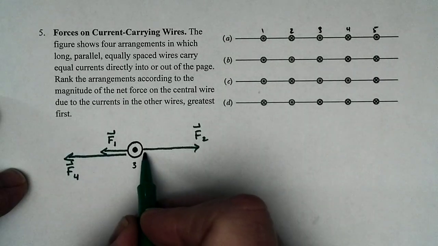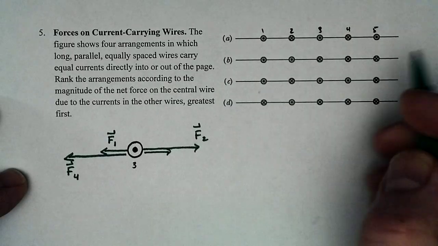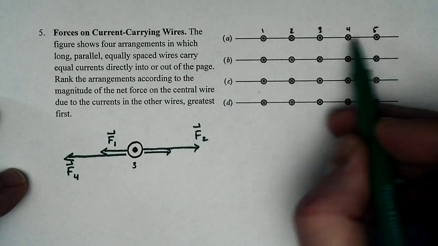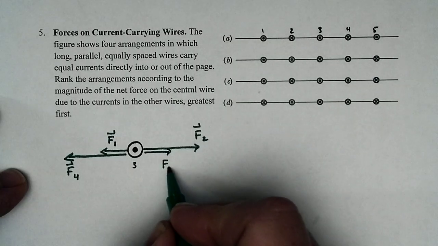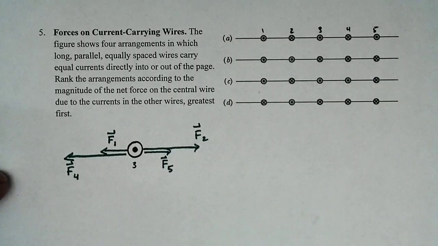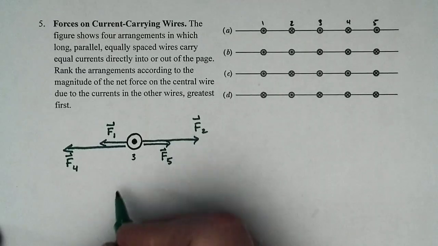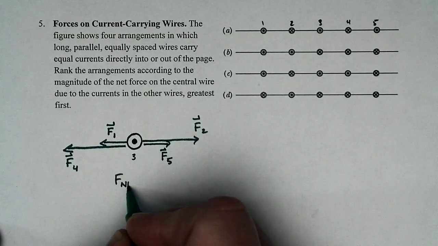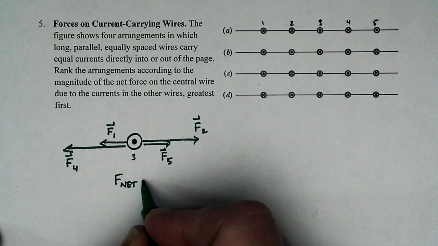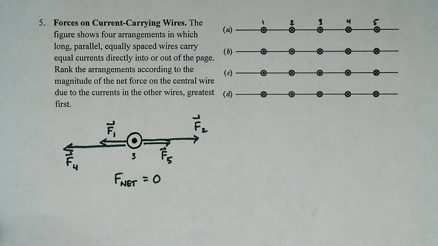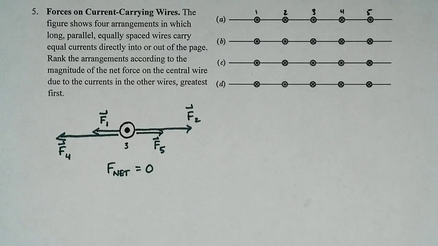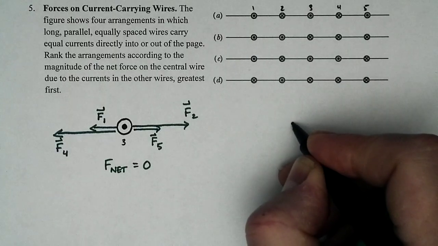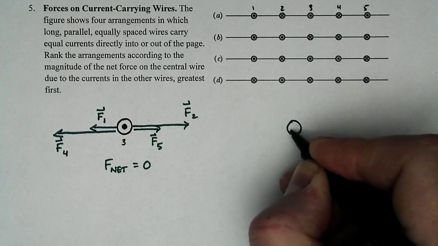Number 5 is going to be an attractive force, so pulling wire 3 towards it, but it's twice as far away. So that is something like that. And the net result out of all of that is that the net force on the center wire in this particular arrangement is 0. Well, let's work it out for our other 3 sets here.